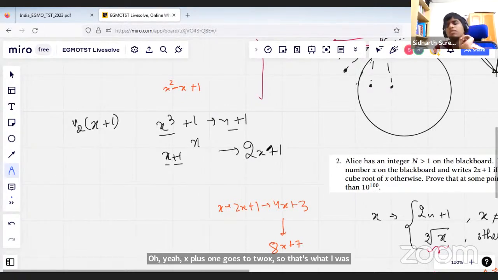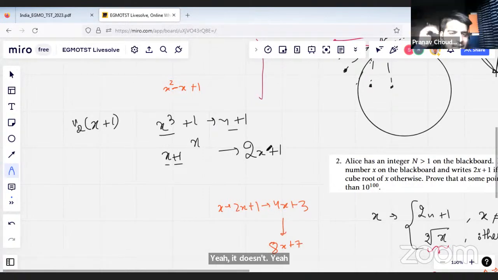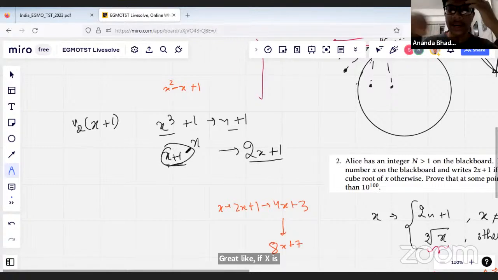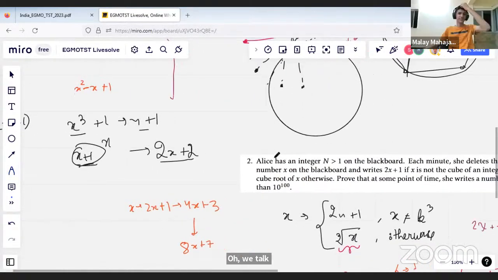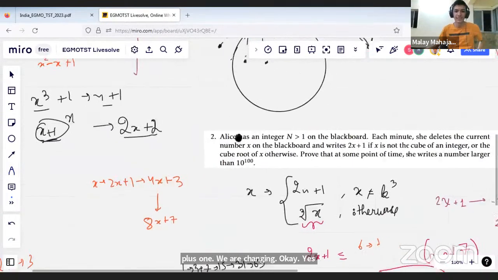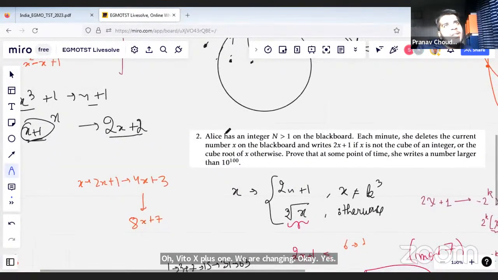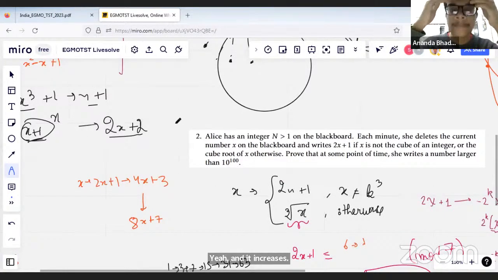Doesn't this finish? Why does the V2 increase so slowly? If x is odd, then the V2 here is, V2 of x plus 1 we are checking. Okay, yes, it increases. And here we are looking at V2 of 2x plus 2. So it increases a lot more times, then it stays constant. So it will eventually pass everything. Yeah, okay, that is fine.